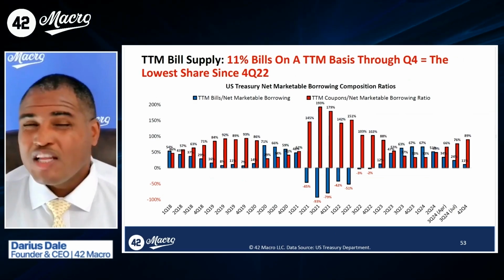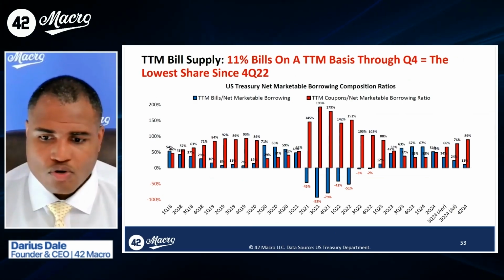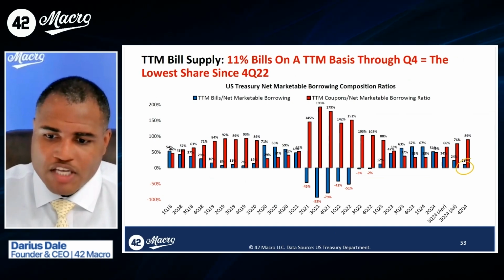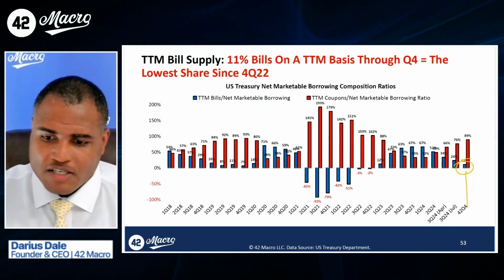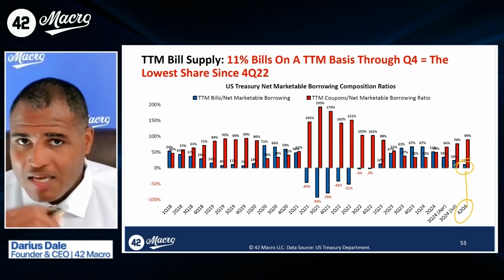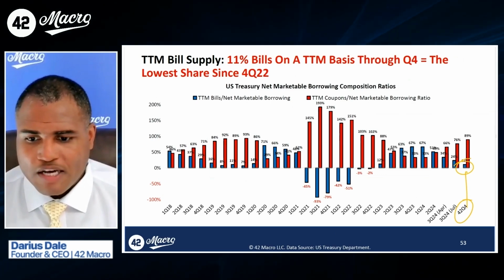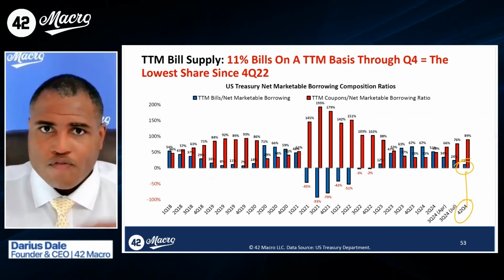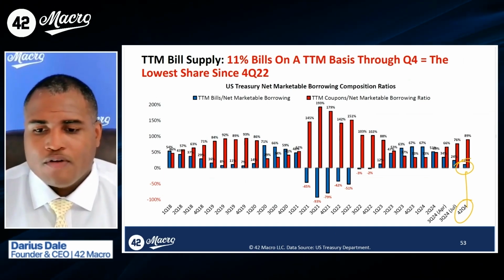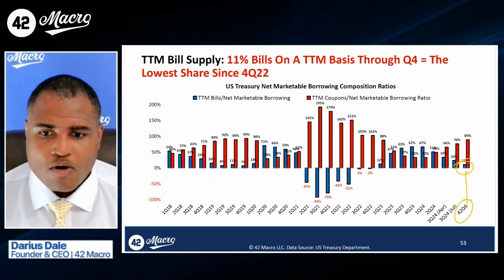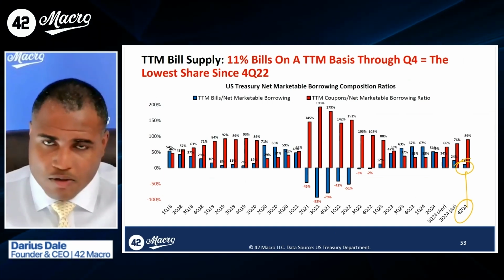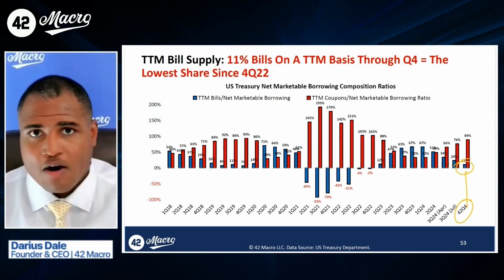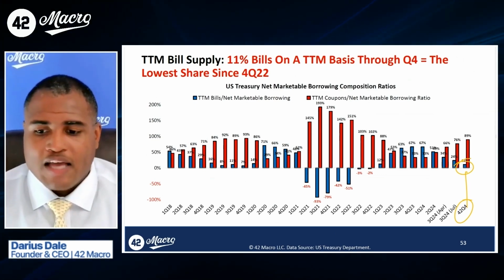If you look at it on a trailing 12-month basis, because this is also important to track, bills' share is only 11% on a trailing 12-month basis through Q4 2024. Now, what does that mean? The reason this is important is because bills mature in under 1 year. The maximum duration of a Treasury bill is 12 months. So if you look at it on a trailing 12-month basis, the bills that were issued 1 year and a day ago have already matured, and the bills that were issued a day ago are maturing today, and so on and so forth.